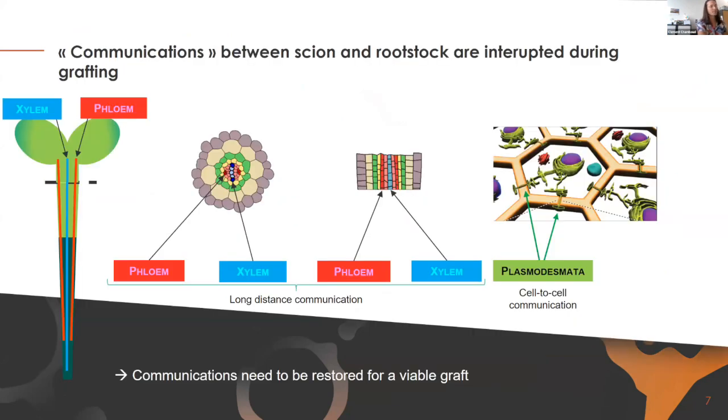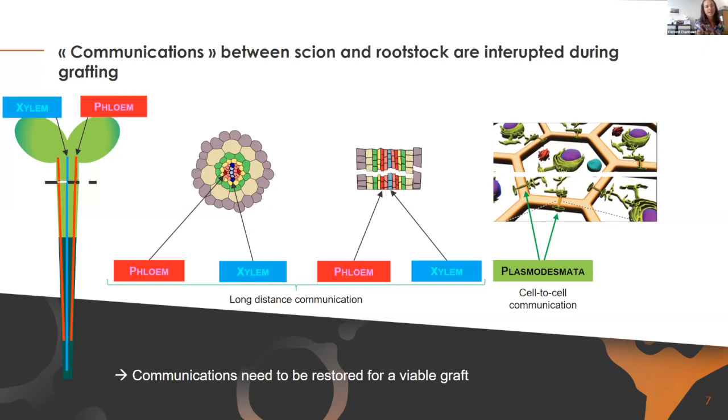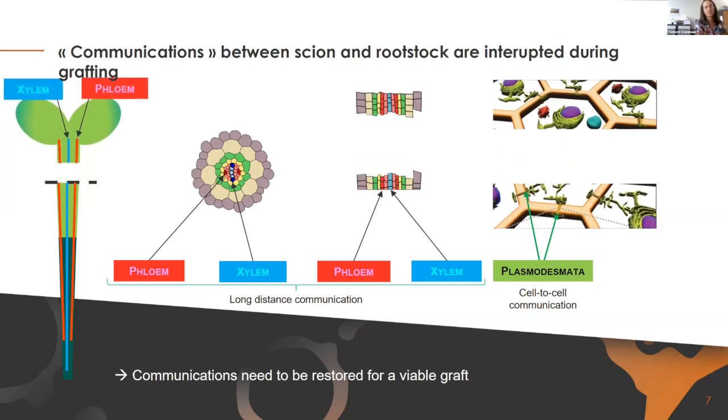So grafting is the act of cutting an aerial part of a plant, which is called the scion, that we combine to a rootstock of another plant. And as I just mentioned, the first step of grafting is actually cutting. At this stage, all forms of communication are interrupted, meaning long distance communication, and cell-to-cell communication through plasmodesmata. And as you can imagine, to make a viable graft, communication is really important and needs to be reestablished. And this is exactly what we wanted to study, with a very special focus on plasmodesmata.